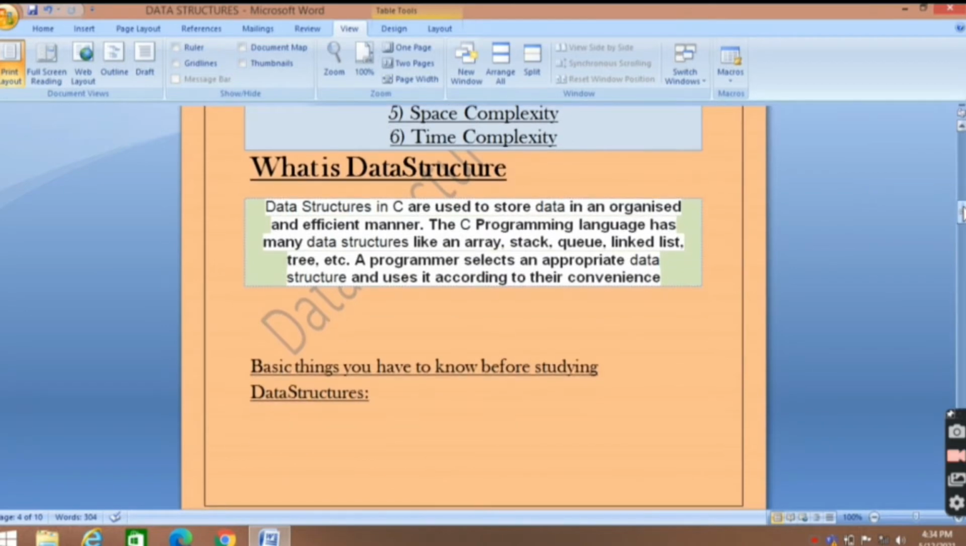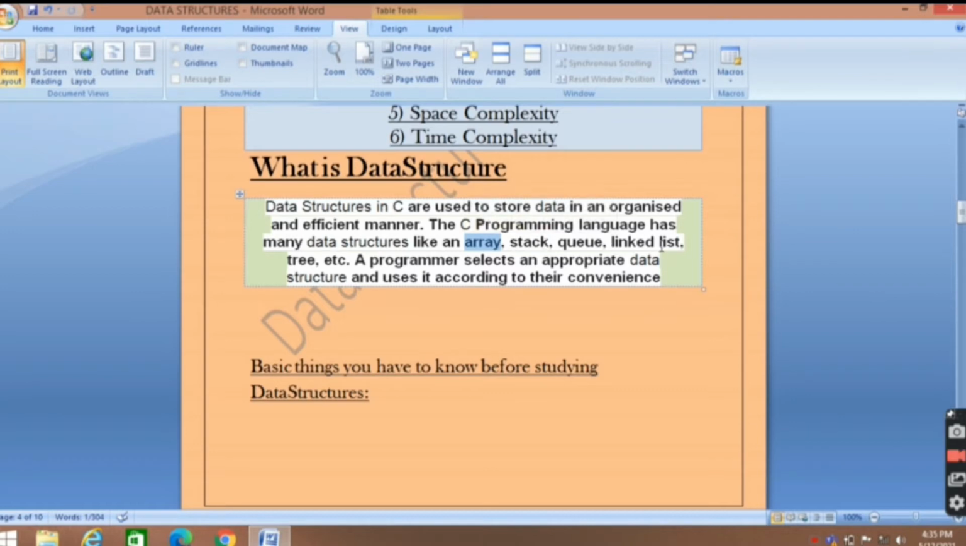Let's see, what is a data structure? Once read this definition. Data structure in C is used to store data in an organized and efficient manner. The C programming language has many data structures like array, stack, queue, linked list, tree, etc. A programmer selects an appropriate data structure and uses it according to their convenience. I think you have learned about the array in your earlier classes. Array is nothing but a grouping or collection of data which are of the same data type.